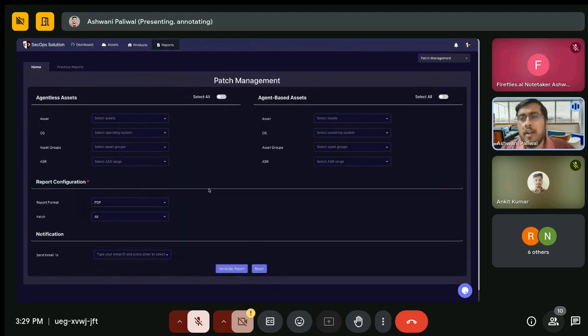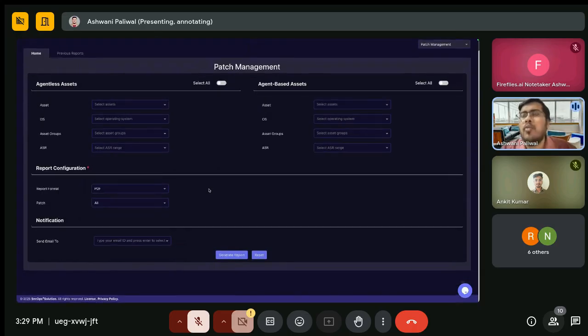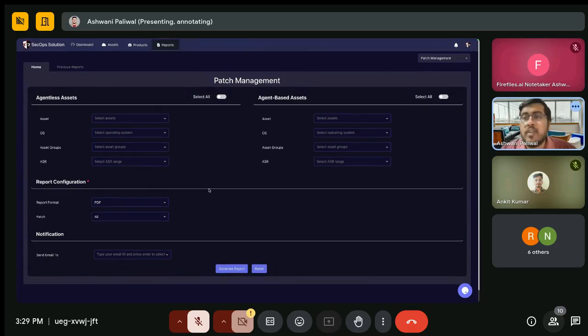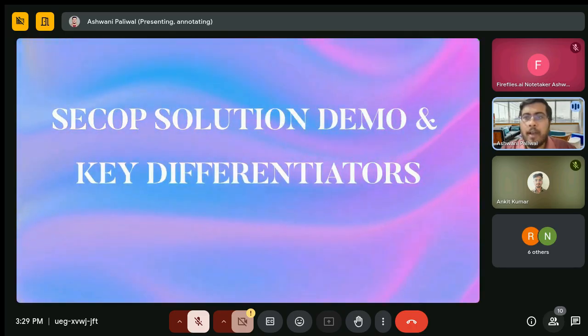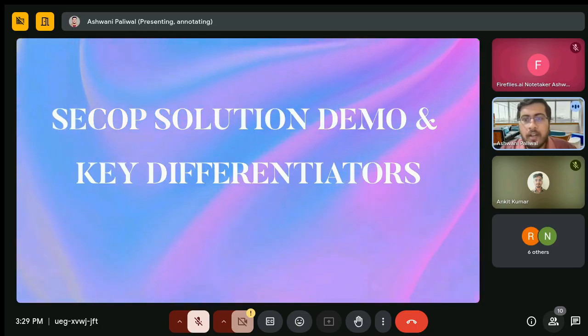So here is where you can get all beautiful PDF reports for your CXOs and your management to get a sense of the summarized versions of those reports. So that's a little gist of what the solution can do. I'm coming back to the presentation bit.